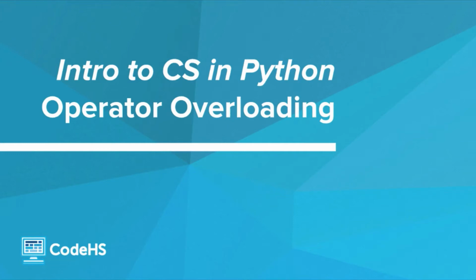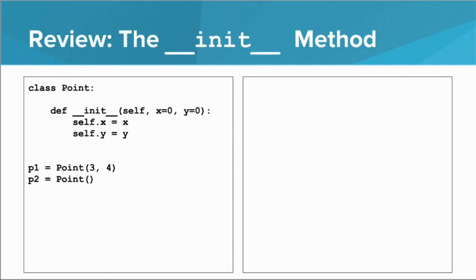Hi! In this video, we'll be talking about operator overloading. So let's review what we've seen so far with the point class. We've seen that we can define the init method, and that allows us to define the behavior that happens when we create a new point. So we can make an init method that sets the point's x and y attributes. If we pass a 3, 4, that'll make a point with an x of 3 and a y of 4. If we pass nothing, it'll use the default values of 0.